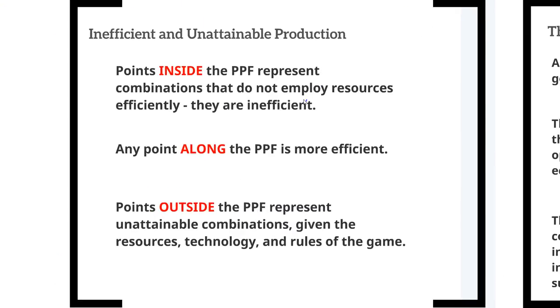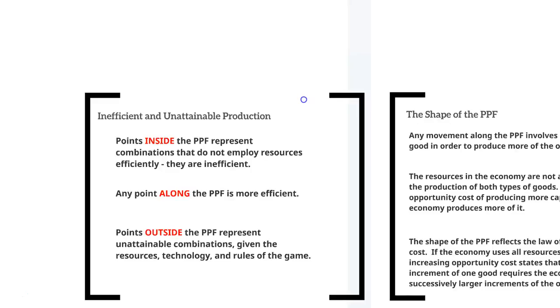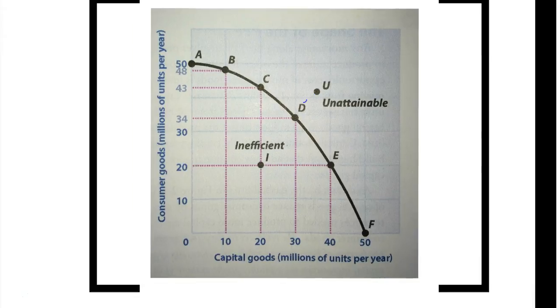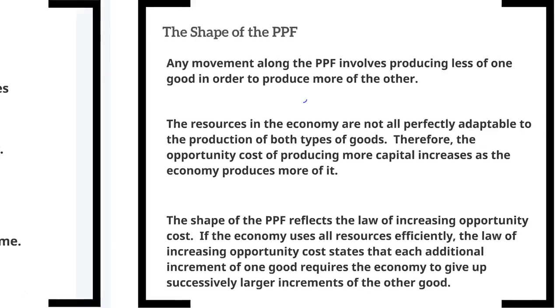Points inside the PPF represent combinations that do not employ resources efficiently. They are inefficient. Any point along the PPF is more efficient. It's the most efficient you will get. And points outside the PPF represent unattainable combinations given the resources, technology, etc. We'll talk about what this graph means with real data in a little bit. Right now they're just points. We talked about it. Moving on.